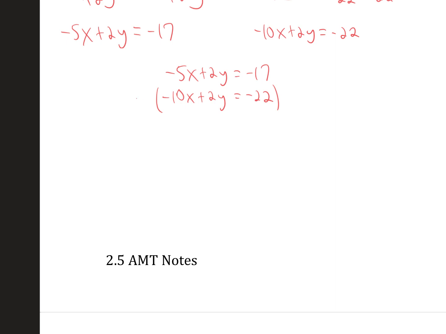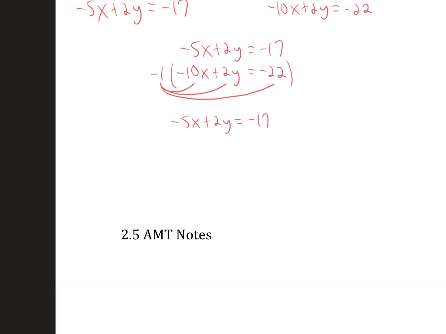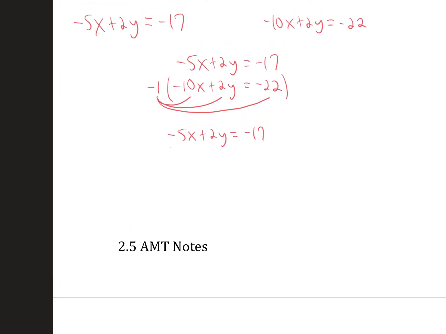Well, I can multiply the bottom by -1, and that's going to change all the signs, right? So we go like that, multiply by -1 on everything. So top stays the same, -5x plus 2y equals -17. How about the bottom? What's that going to become? It's going to be 10x minus 2y equals 22. All right, why don't you guys go ahead and solve from here if you have not yet. Give it a try.